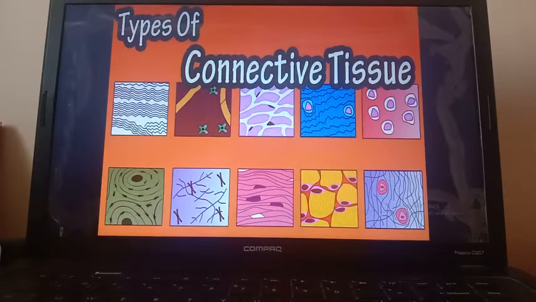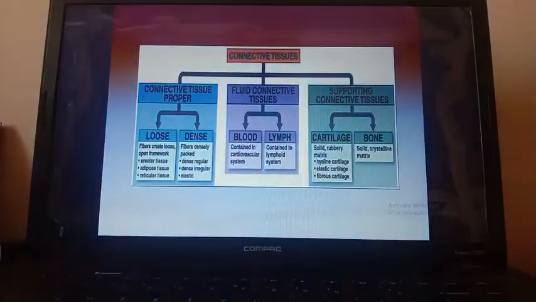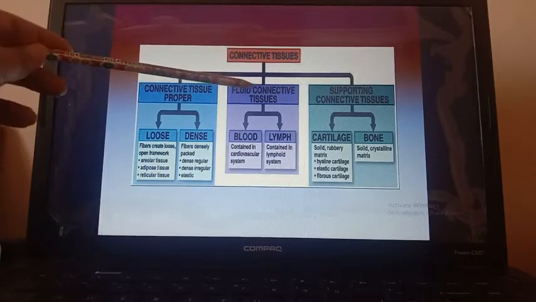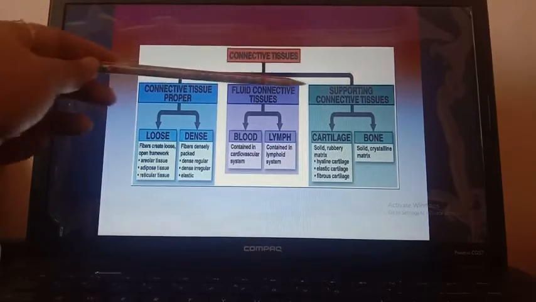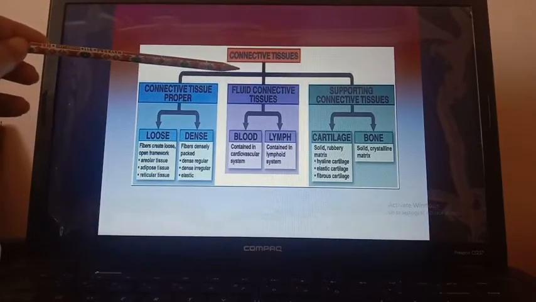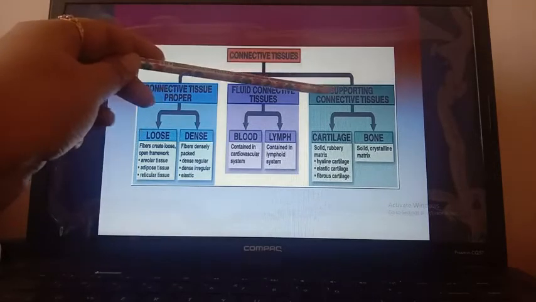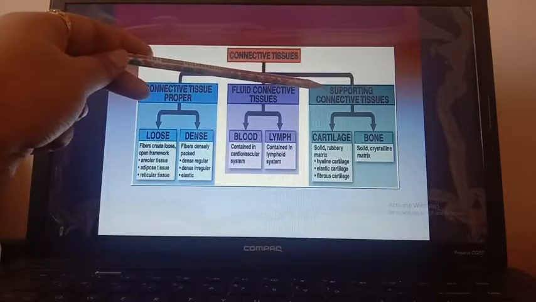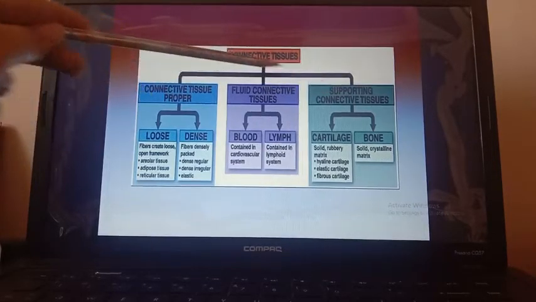So according to structure and function, connective tissue is classified into three types. You can see that chart. Already we have discussed it. Connective tissue proper, fluid connective tissue, which is also known as vascular tissue, and supporting connective tissue, that is also known as skeletal tissue.